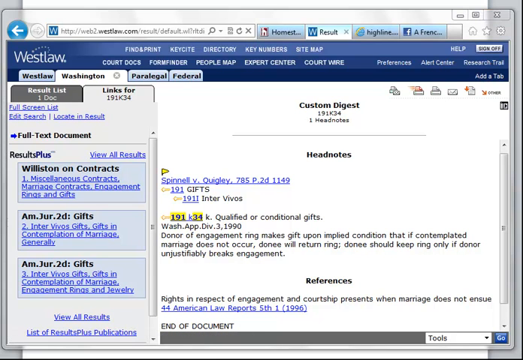So at this point, we've determined there is a case. It's the most recent. At least there's no other head notes citing Spinell more recently. It seems to be good law, so we just need to read it carefully and then apply it.